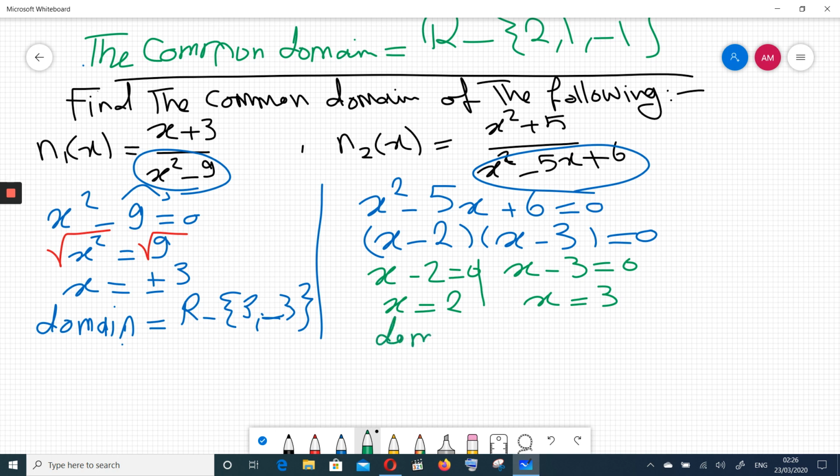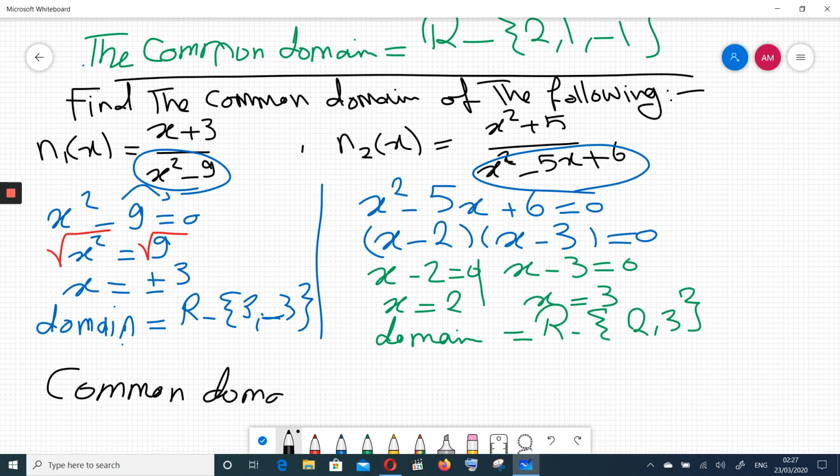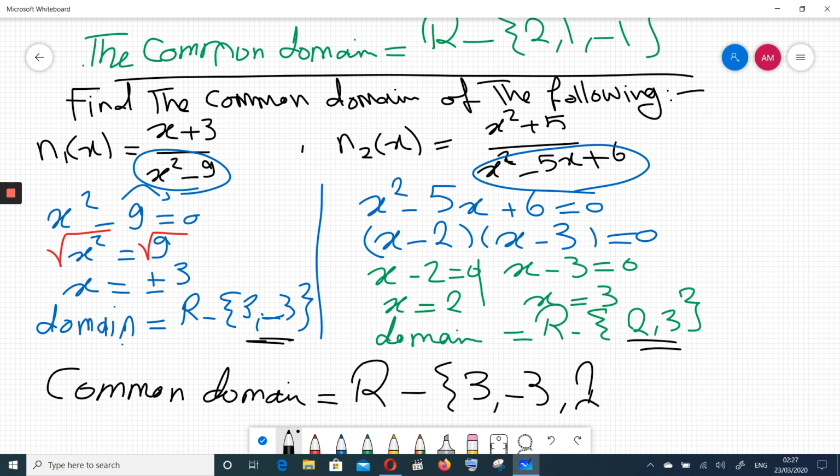The domain here equals R difference the set of 2 and 3. What about now the common domain? It equals R minus this set 3 and negative 3 and this part 2. Are we going to repeat 3 again? No, because we put it before. So the final answer, the common domain here, is going to be 3, negative 3 and 2.